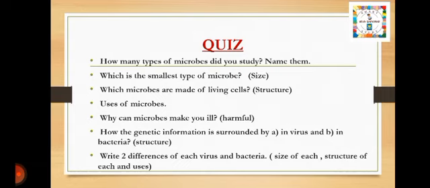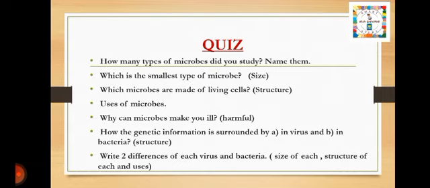So going to the first parameter, that is the size, you will compare the size of the three and you will answer. We have studied that the first one, which is virus, is one millionth. In bacteria, it is 1000, and fungi are visible with the naked eye except yeast. So which is the smallest? Obviously, it is the virus.